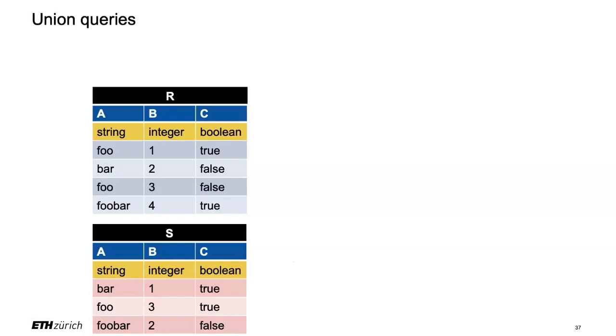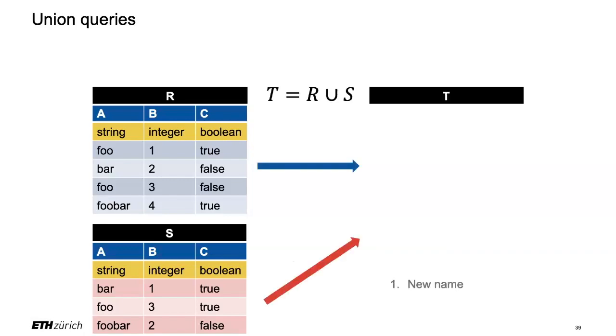Here are two tables. Do they have the same attributes? Yes. Do they have the same domain? Yes, so I can take the union and get a table with how many records, how many maps?